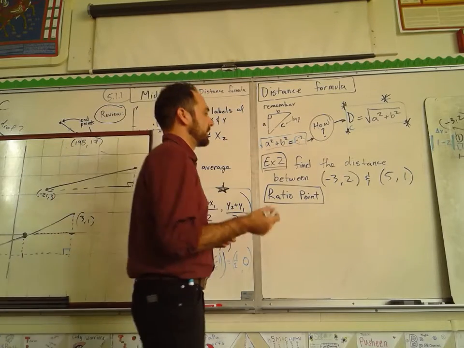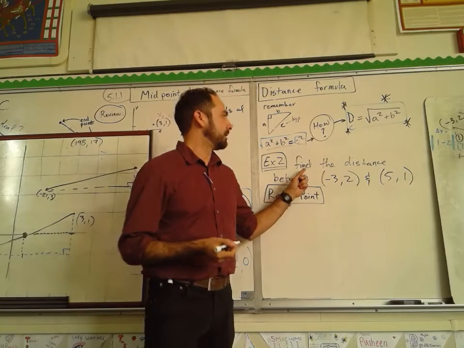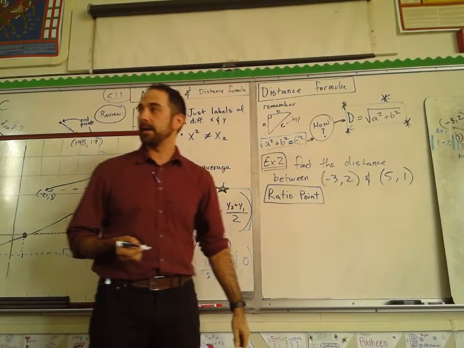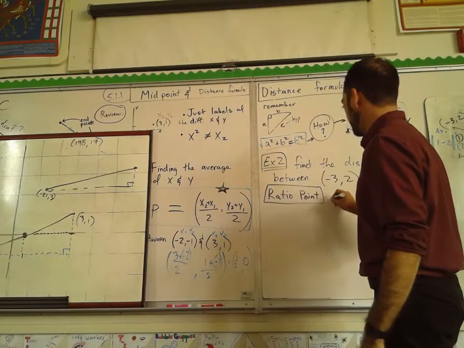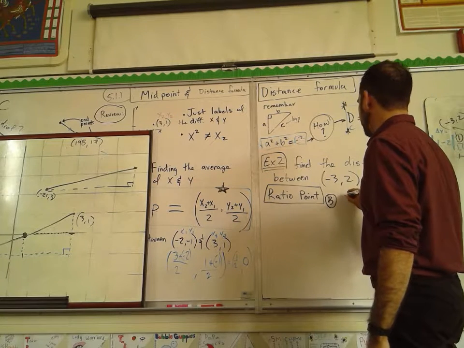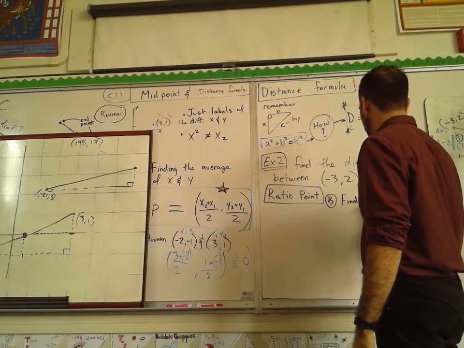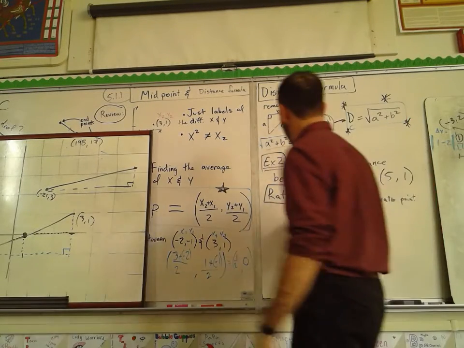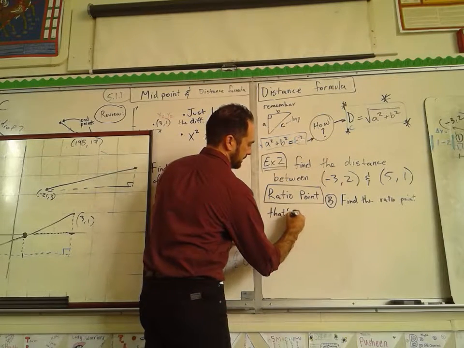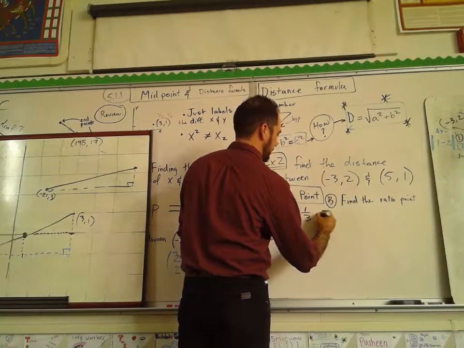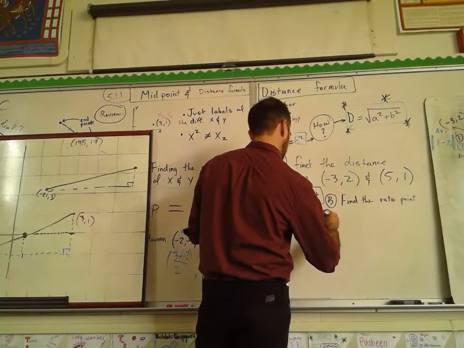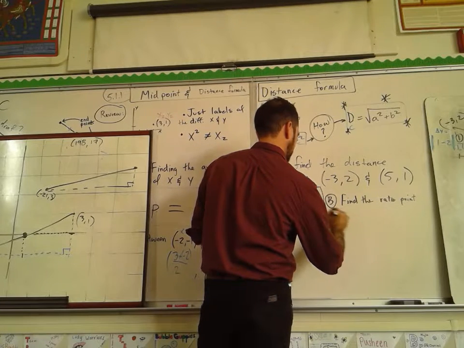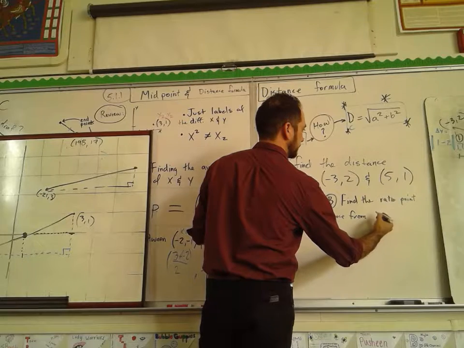All right, so this first problem was finding the distance between (-3, 2) and (5, 1). We found that was 8.09. And now the second part, part B, is going to find the ratio point that's 1/3 distance from (-3, 2).